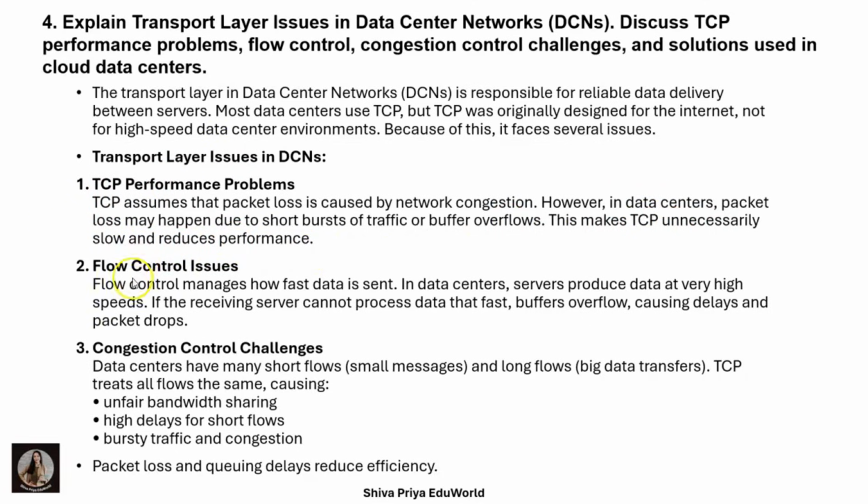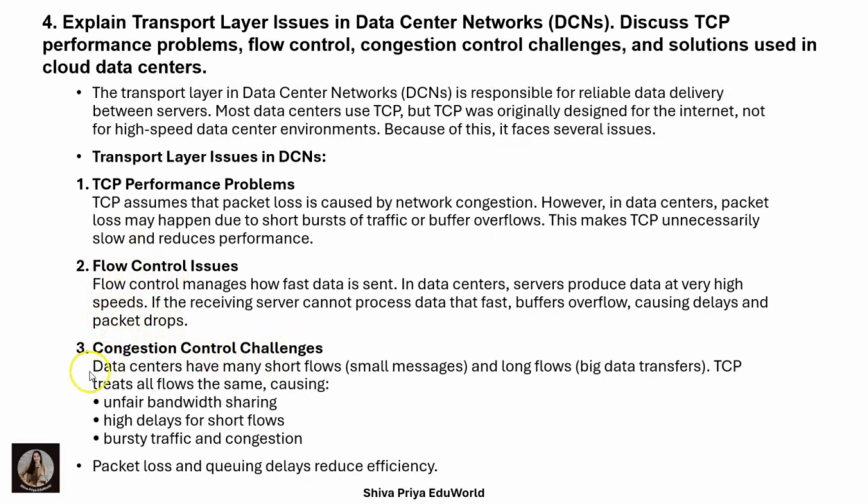Flow control issues: flow control manages how fast the data is sent, and in data centers servers produce data at very high speeds. If the receiving servers cannot process the data that fast, buffers overflow, causing delays and packet drops. For example, if the sender sends data too fast but the server takes time to process it, the buffer will overflow, causing delays and packet drops. These are the flow control issues.